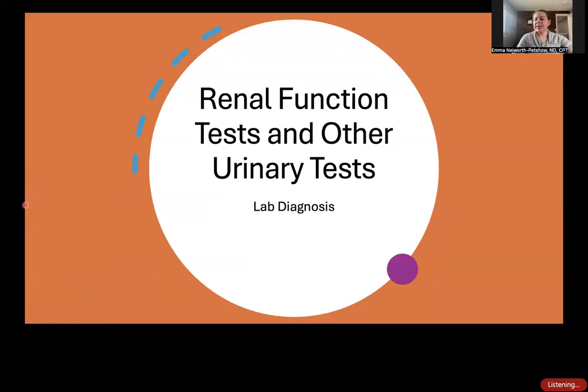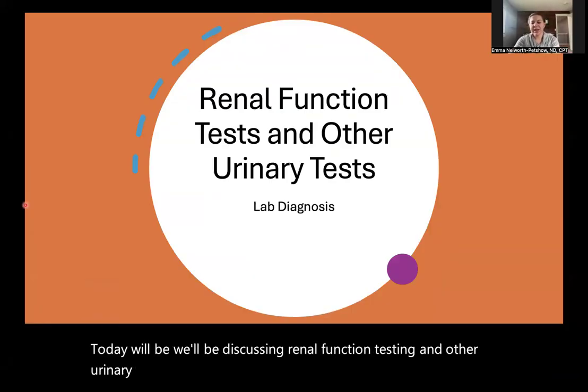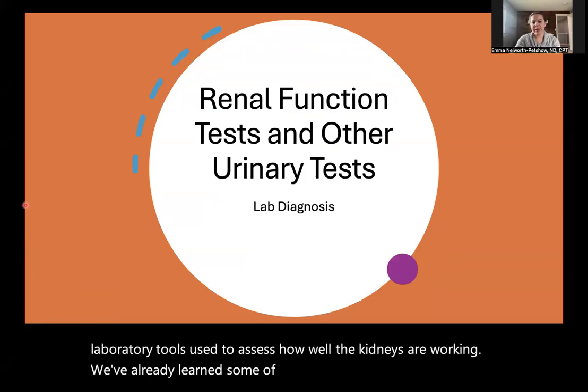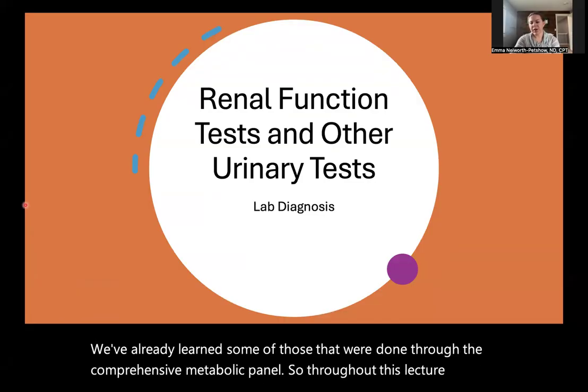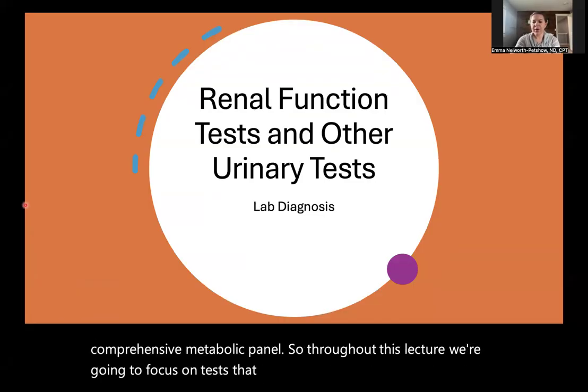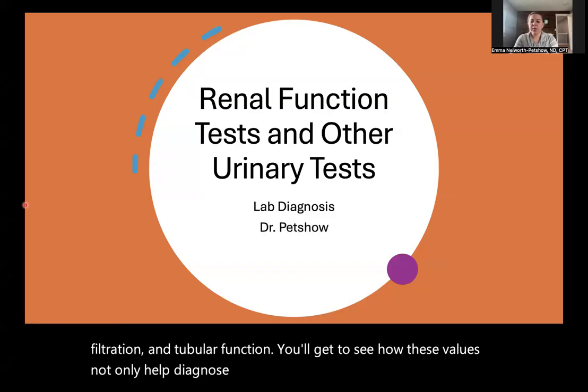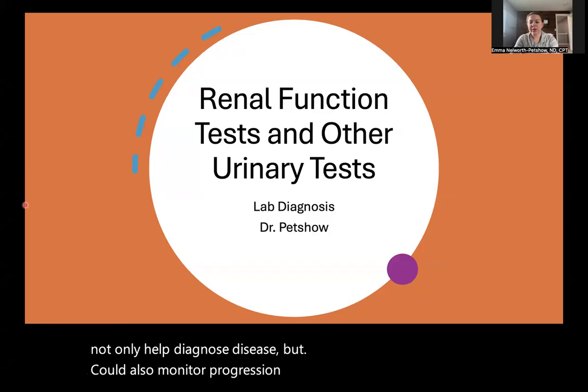Today we'll be discussing renal function testing and other urinary diagnostic tests. These are some of the most common laboratory tools used to assess how well the kidneys are working. We've already learned some of those that were done through the comprehensive metabolic panel. So throughout this lecture, we're going to focus on tests that evaluate renal blood flow, glomerular filtration, and tubular function. You'll get to see how these values not only help diagnose disease, but also monitor progression and treatment response.